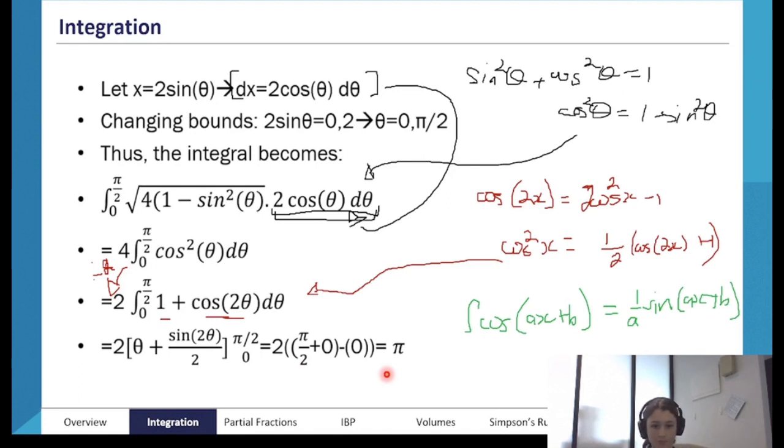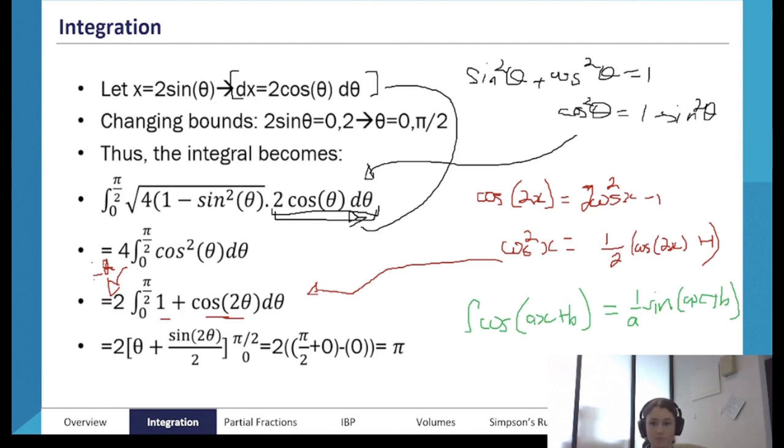So, as you can see here, the only difference with definite integrals is that we need to sub in our limits and change them a little bit to correlate to the substitution that we are using. But other than that, not much has changed. It's pretty straightforward.